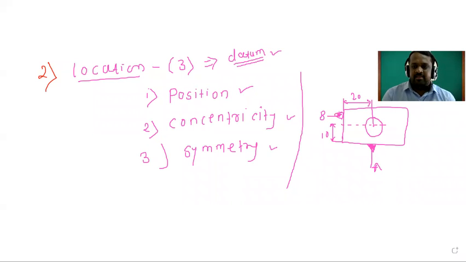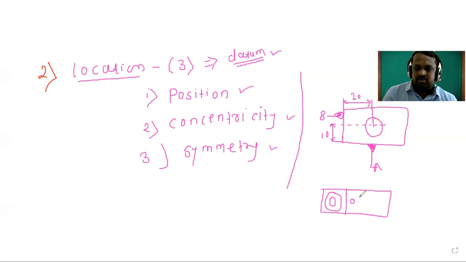Okay. And suppose they have given like this. So this is the symbol for the position. Okay, this is the symbol for the position. 0.01 A and B. A and B. Okay. Then tell me, what is the meaning of this? What is the meaning of this? Position means what? This hole.